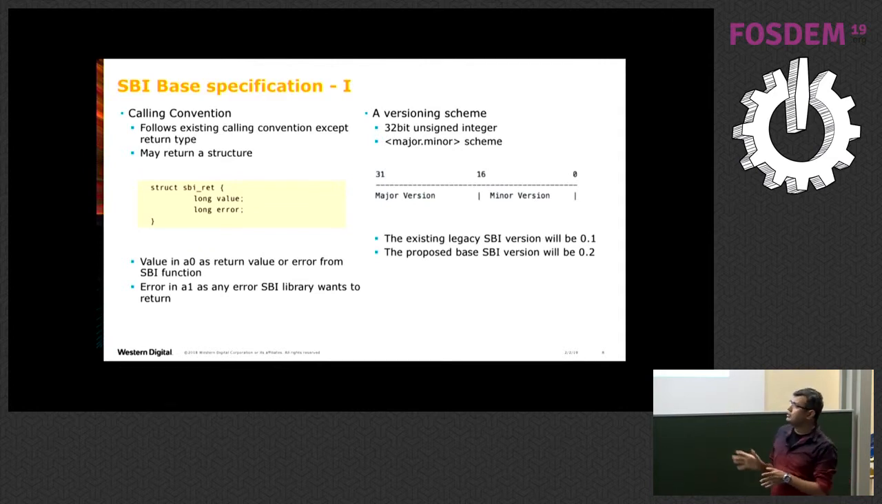So the new thing that we are going to add is a versioning scheme, which is basically a major and minor, which is the standard versioning scheme that everybody follows. 16 bits minor, on the last 16 bits; the upper 16 bits define the major version. The existing current legacy version will be 0.1. So that's called legacy. We hope that we'll get rid of it one day. The base version that we're talking about here, which will be mandatory, will start with 0.2. And going forward, depending on what kind of feature we're adding, we'll keep on adding the version numbers.